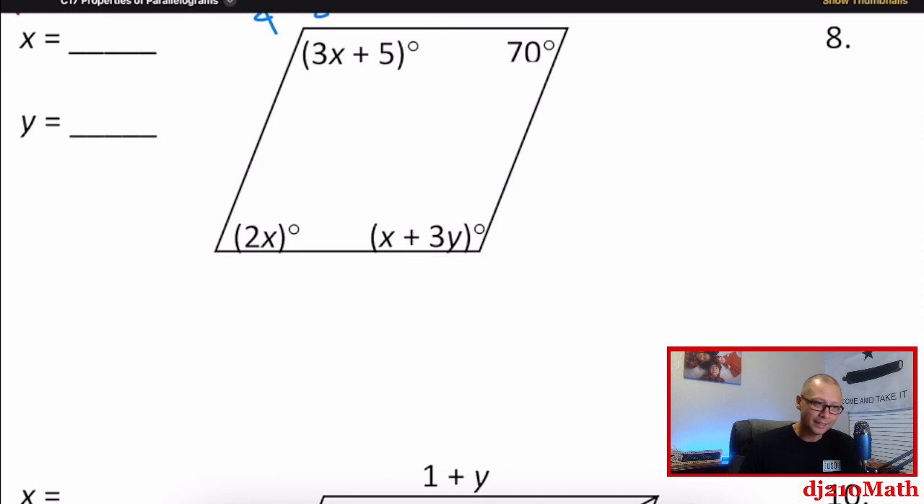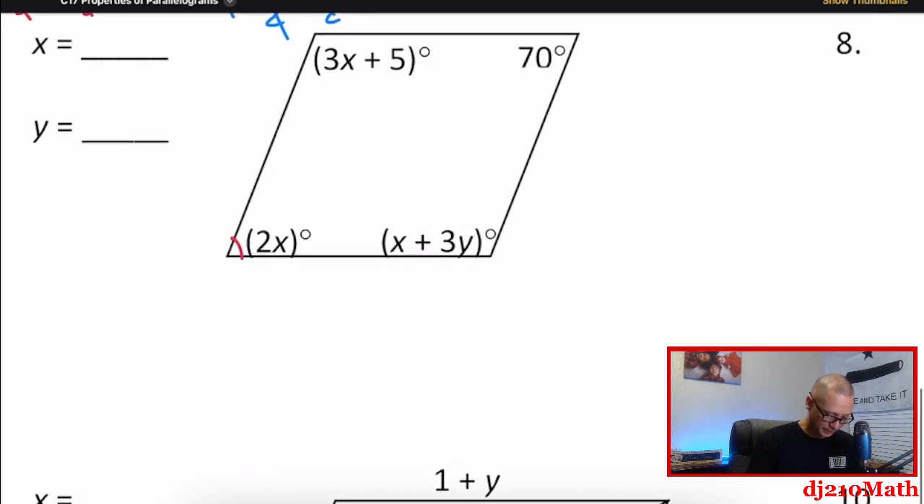The algebra starts to get heavy. First off, opposite angles are congruent. So 2x, 2 times something is 70. X is equal to 35. Right, x is equal to 35.